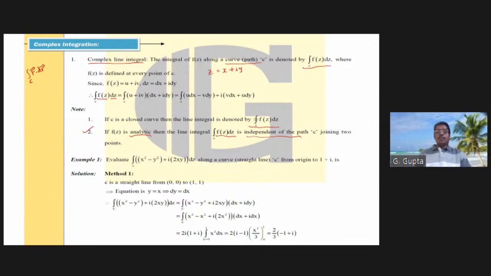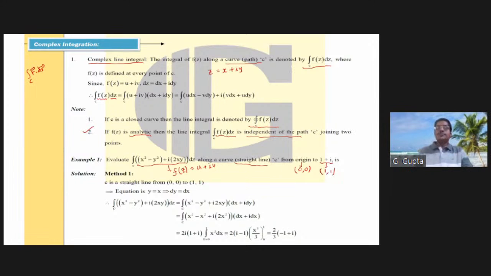Example. Evaluate the integral over C of x square minus y square plus I times 2xy, whole multiplied by dz. So this is your function of z, which in Cartesian coordinates is u plus iv, where u is equal to x square minus y square, v is equal to 2xy. Along a curve named as the straight line joining the origin. In 2D geometry, origin means 0, 0, to 1 plus I, that is 1 comma 1.